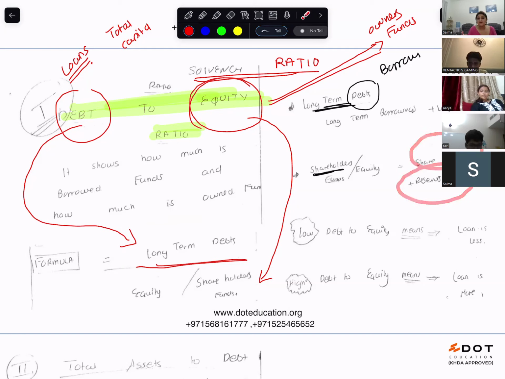If you have a low debt to equity, it means your loan is less and own funds is more. If you have a higher debt to equity, it means your debt is higher, your loan is more. Something which is less than 1 means your debt is low. More than 1 means your debt is more. Giving you time, go through it, digest it, learn it, write it. If you have any questions, tell me.